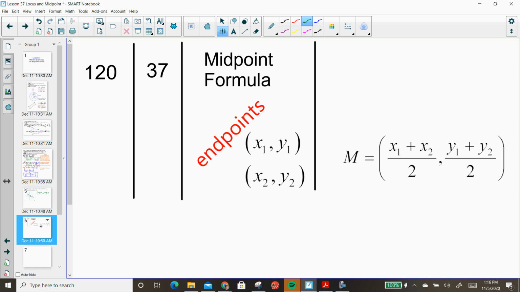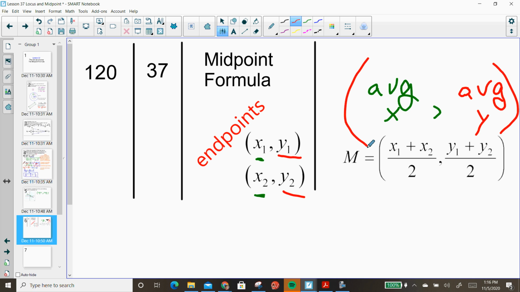And hopefully you remember this formula that you've been using for the last couple of years. If you want the average x coordinate, you take the two x coordinates you're given, and to get the average or mean, you add and then you divide by 2. To get your average y, to get the y value that's exactly halfway in between, you add the two y's and divide by 2. And that's all you have to do to come up with the coordinates of the midpoint.